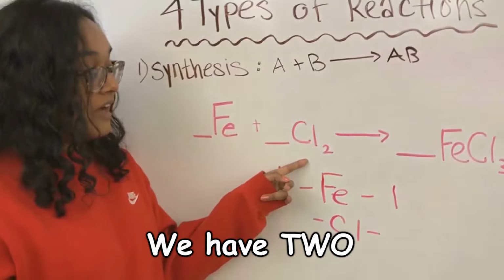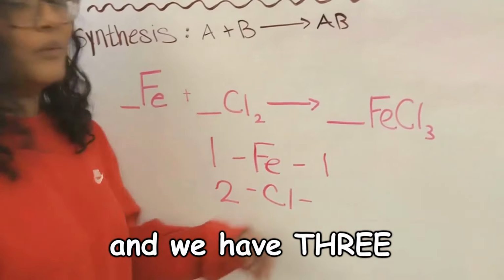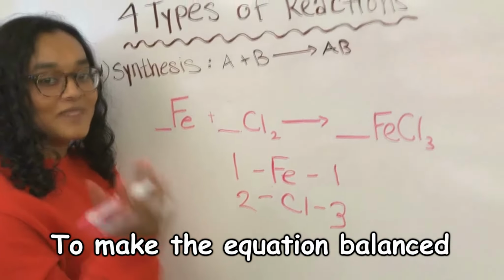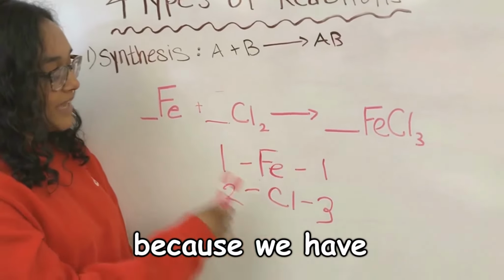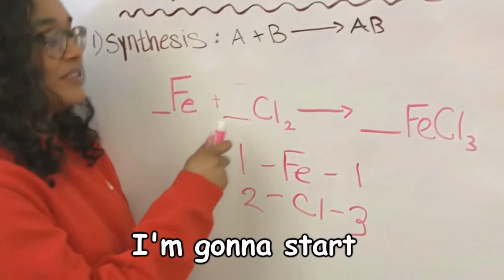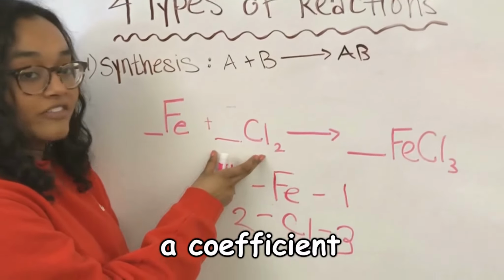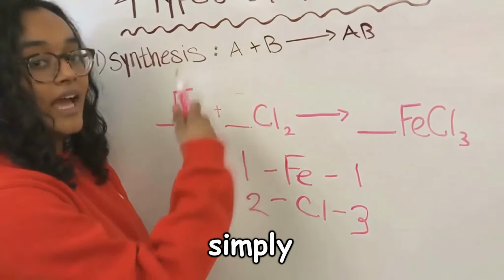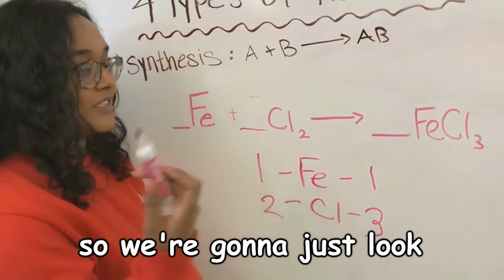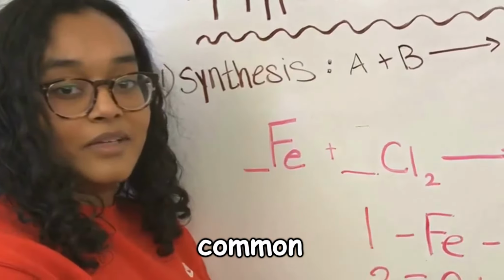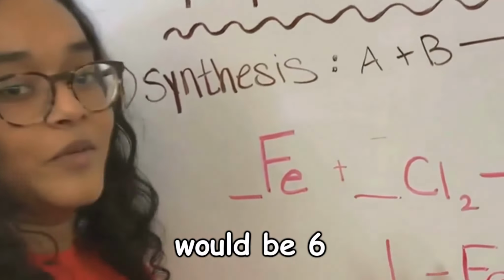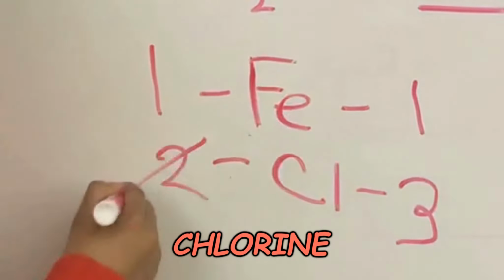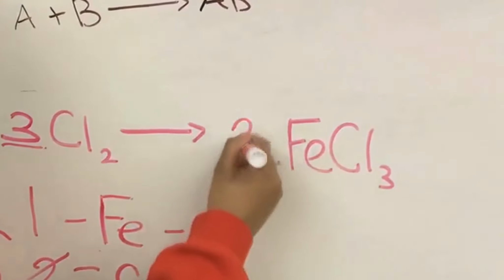But here we have 2 chlorine and we have 3 chlorine on this side. That's not okay to make the equation balance. Because we have 2 and 3, it's kind of hard to just simply add whatever number there. So the first common multiple would be 6. I would put 3 here because that becomes 6, and I would put a 2 here to make this 6 chlorine.